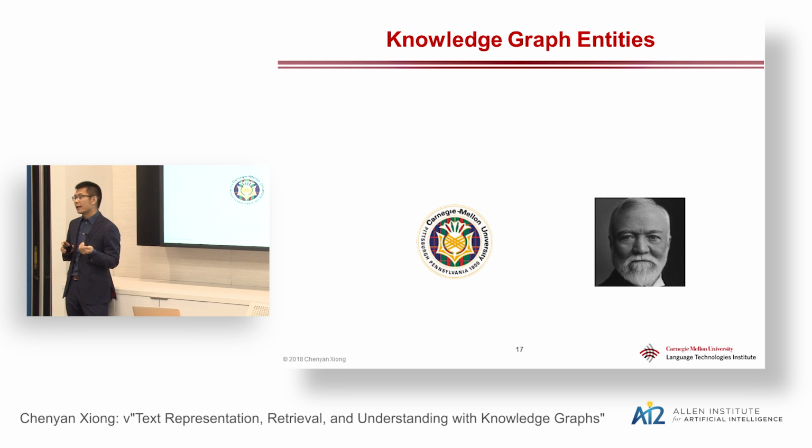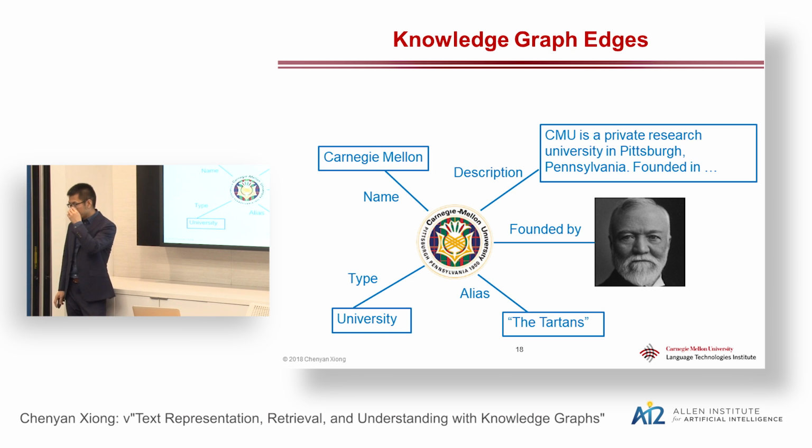For example, CMU is an entity, and Andrew is also an entity. And here, an entity need not just be a named entity, but can also be a general entity, for example, a MacBook or a table. Those also have Freebase entries and Wikipedia pages, so I consider all of them as general entities. And what makes knowledge graph interesting is all the structured information associated with these entities.